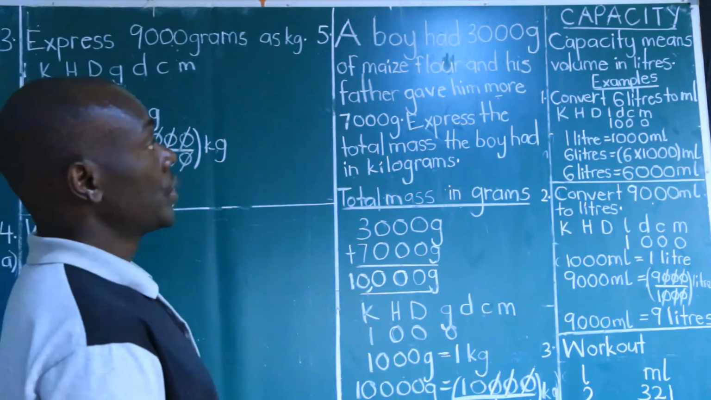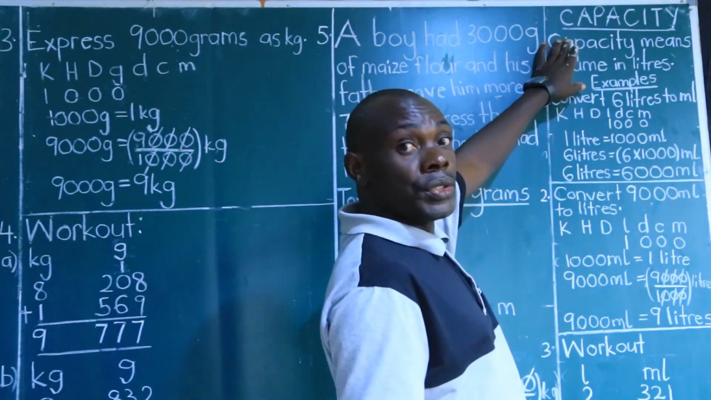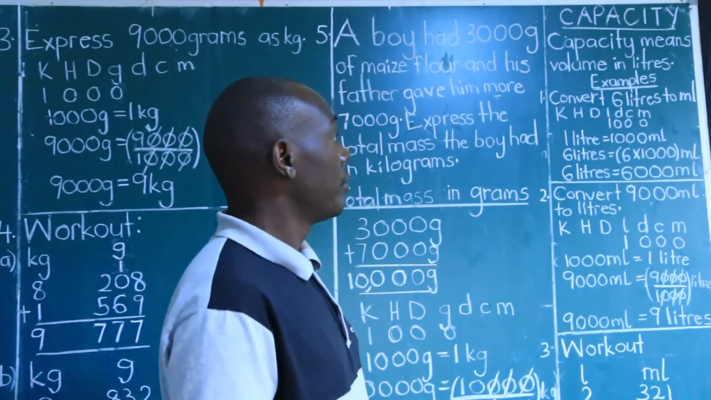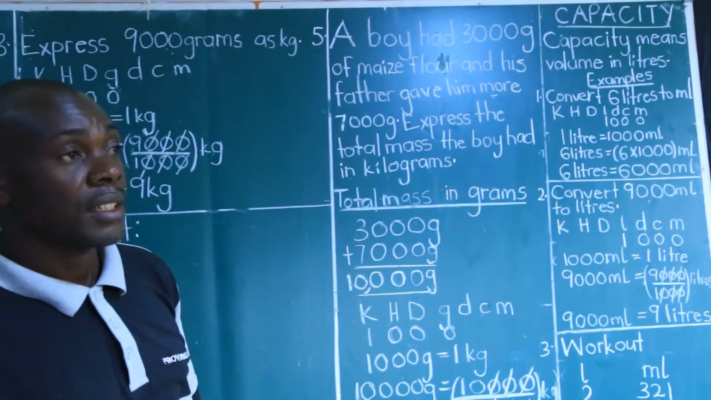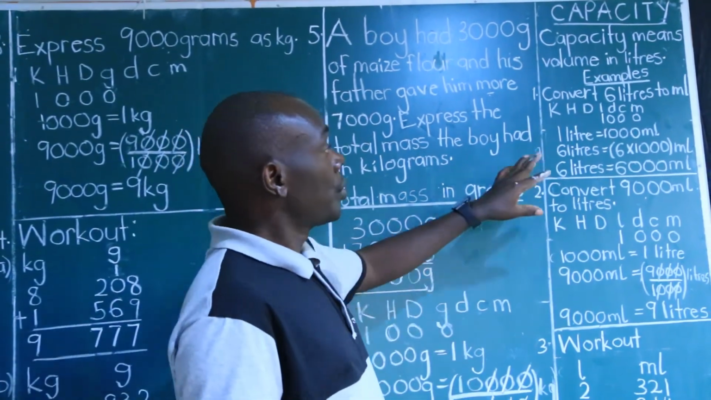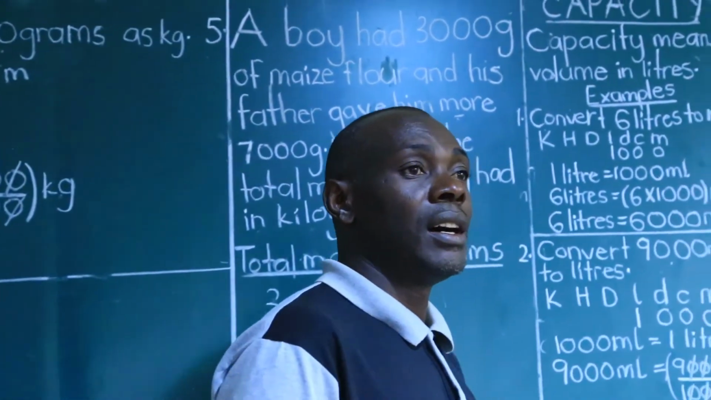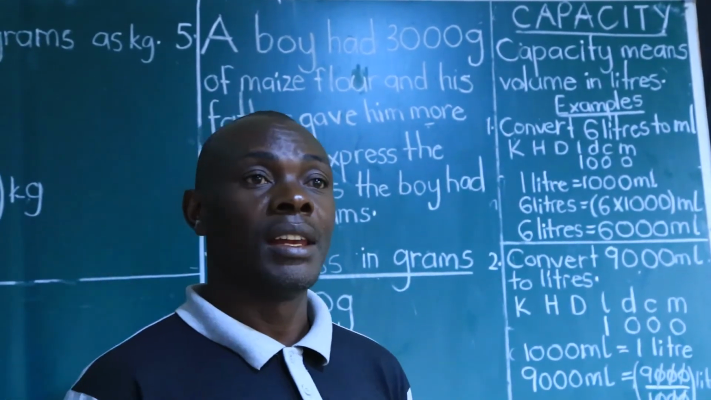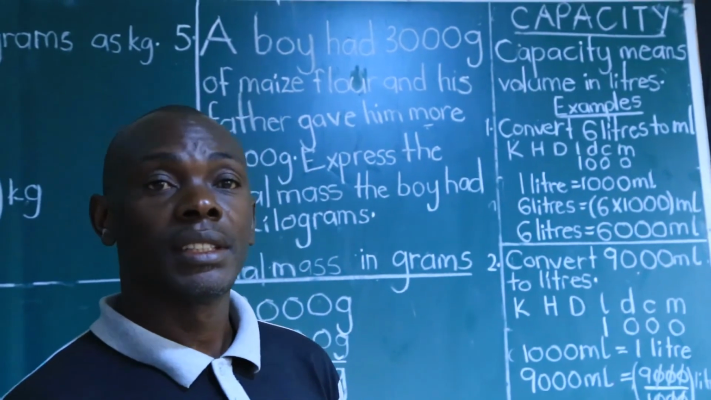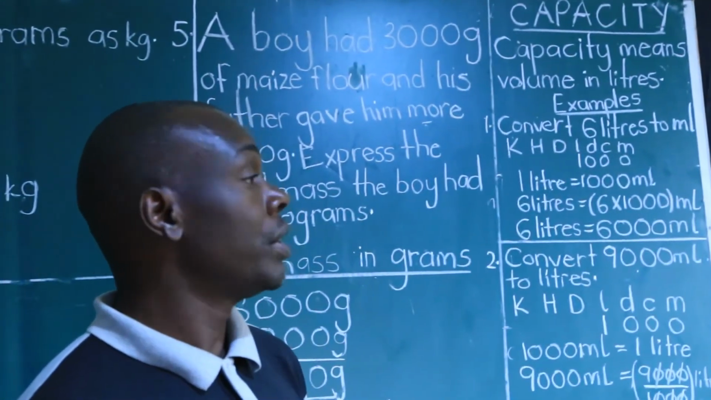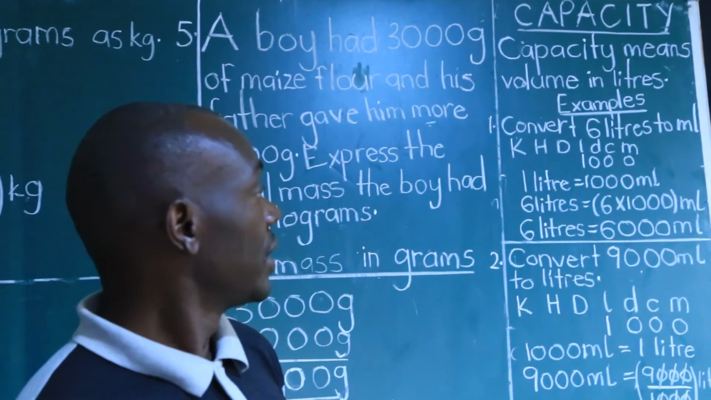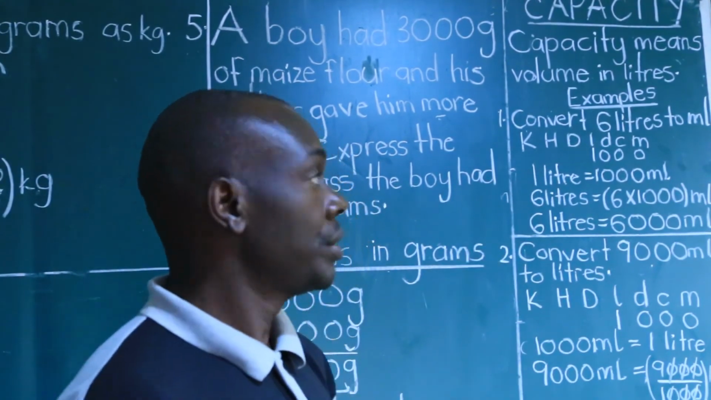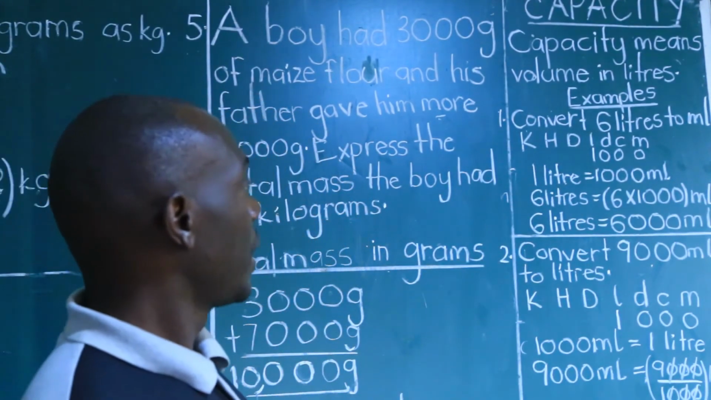Now we go to capacity. As we said, capacity means volume in liters. So it talks about all liquid substances like water, like milk, like anything that is a liquid, petrol, any fuel that is. So that is capacity. Whenever you hear capacity, they want you to answer in liters.